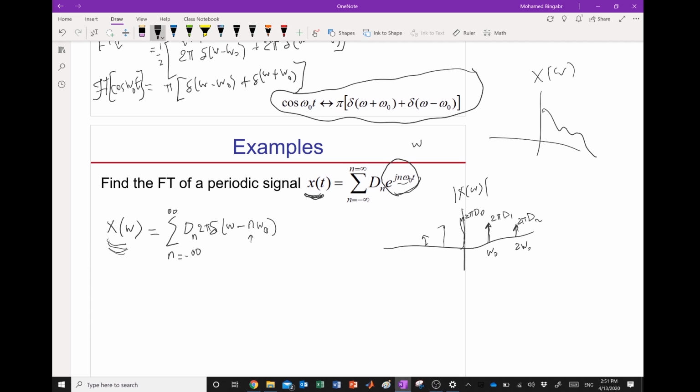So the Fourier transform is general. It can find the spectrum of a periodic or non-periodic signal. For a periodic signal, it will be discrete. For a non-periodic signal, the spectrum will be continuous.